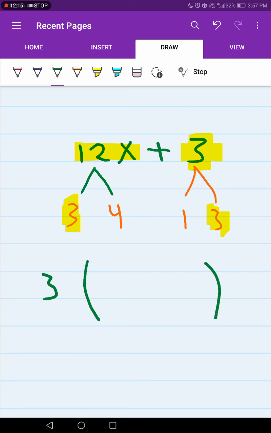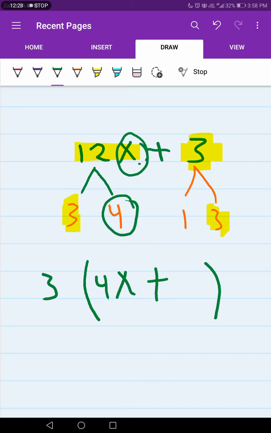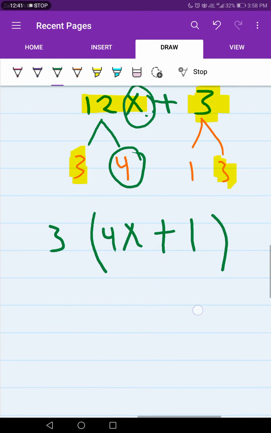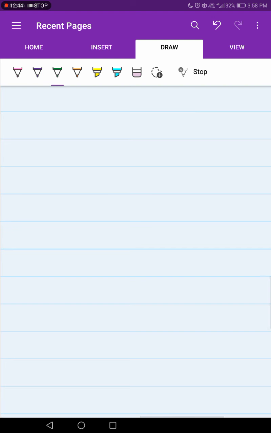What I have now is 4 for x, and I have plus here, and from here what is left? 1. We are done. It is hard, yes? No, it is easy, but you need more practice, and you need to see one more example.